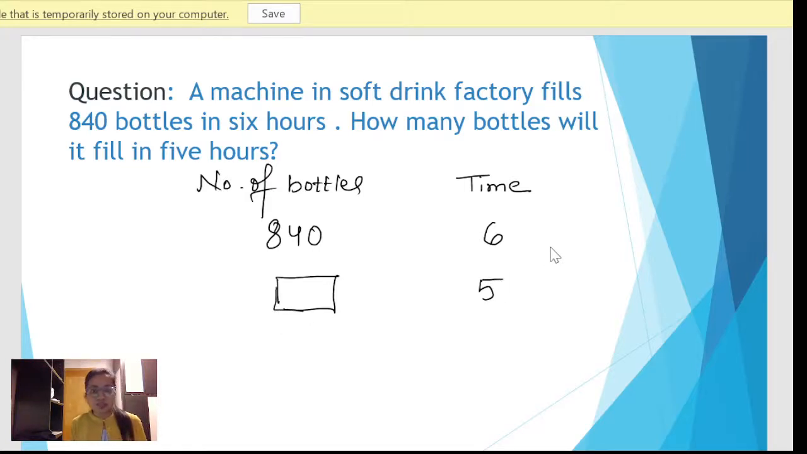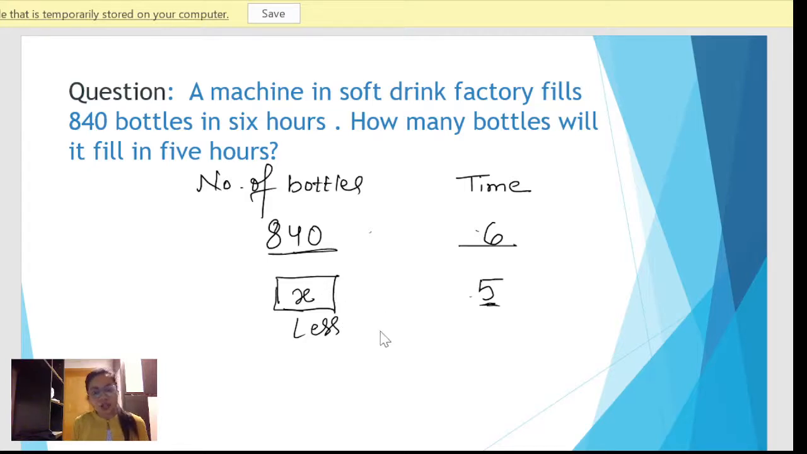First we need to understand whether it's a direct proportion case or an inverse case. So how will we understand? Just go through the data. 840 bottles the machine is filling in 6 hours. In 5 hours it will fill, in less hours it will fill less number of bottles, in more hours it will fill more bottles. More hours more bottles, less hours less bottles. Very simple, direct proportion. Let us assume X bottles it is filling.